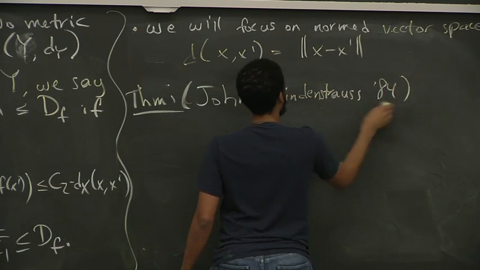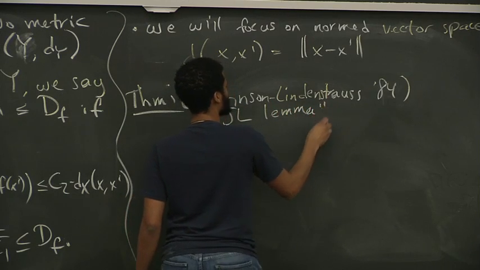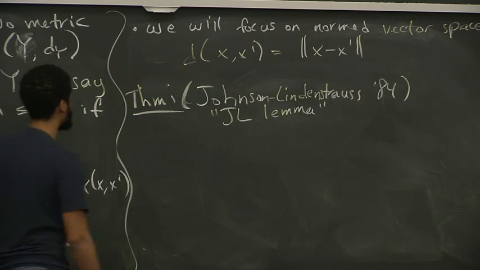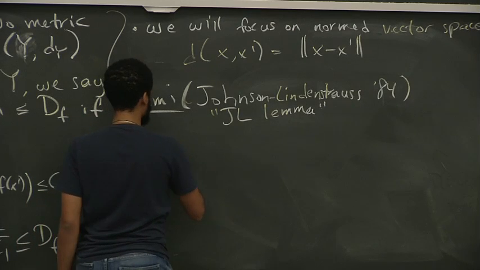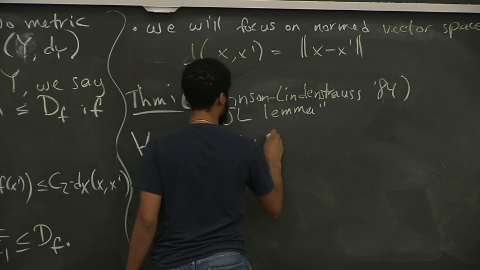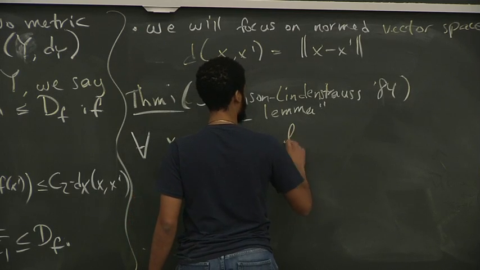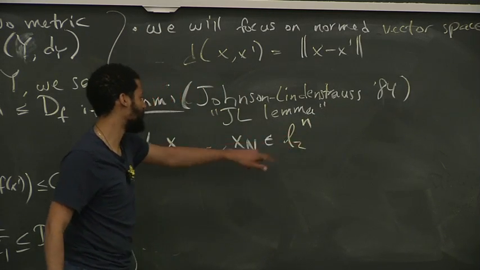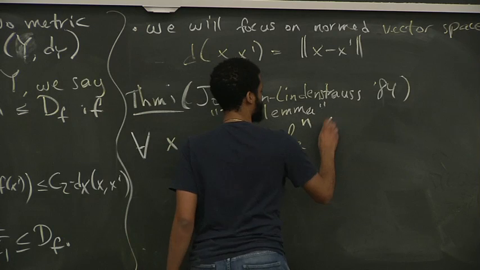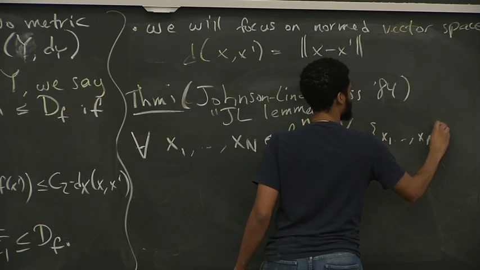In '84. It's often called the JL lemma. Which says that for any set of points x1, ..., xN in L2^n. So these are little n dimensional vectors, and we measure distance in L2 norm. Let's say that X is x1 up to xN.